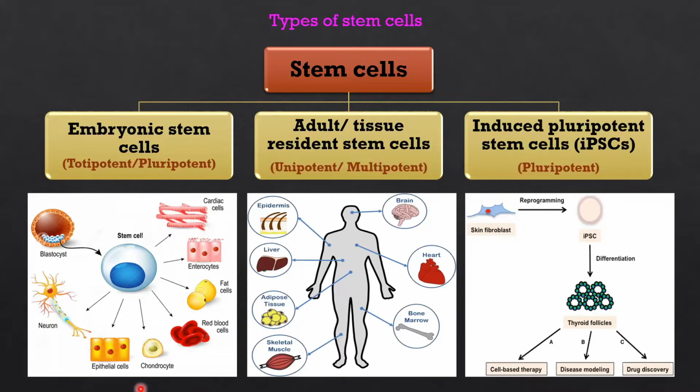As given in the image here, from the inner cell mass, they can be isolated and have a great potential to become any cell of the human body. Now coming to adult, or tissue-resident, or somatic stem cells. For these stem cells, the potency is much more limited than embryonic stem cells. They're either unipotent or multipotent. These stem cells can differentiate into 2 or more cell types. They don't have a potency like embryonic stem cells.